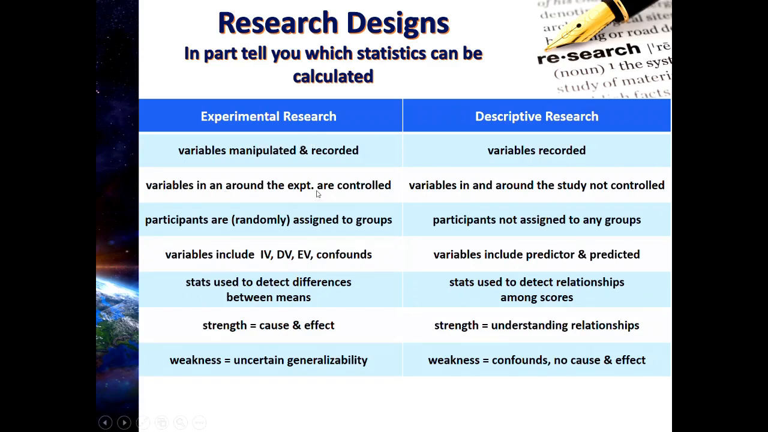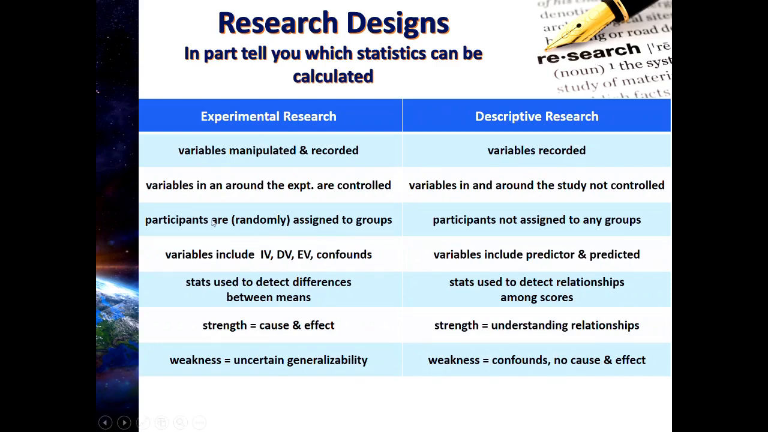We talked about how variables in the experiment are controlled as much as possible. So experimental research is all about control. You're controlling extraneous variables. Remember that? Extraneous variables are any variable present in your experiment other than the independent or dependent variable. So once you've identified independent and dependent, any other variable would be called extraneous.